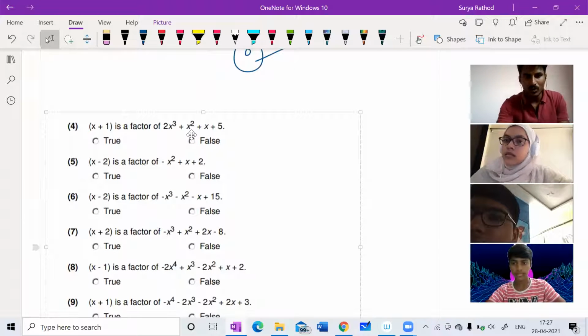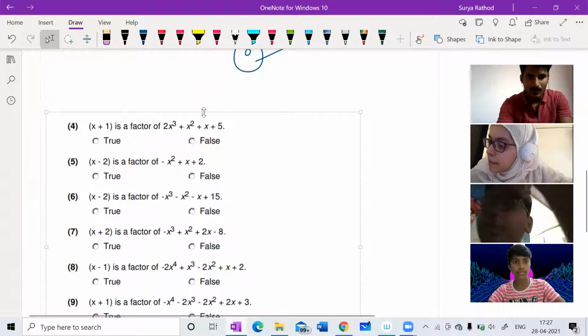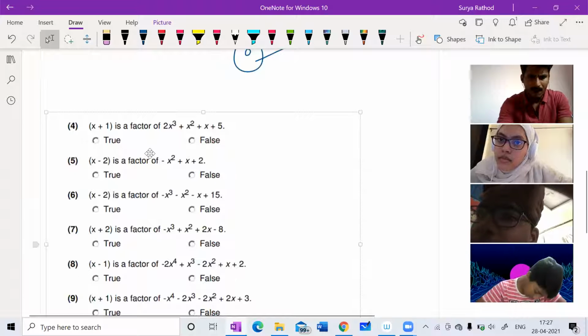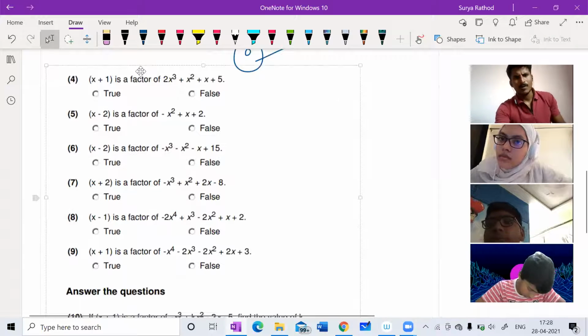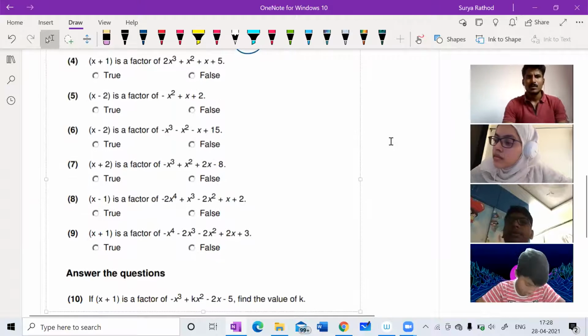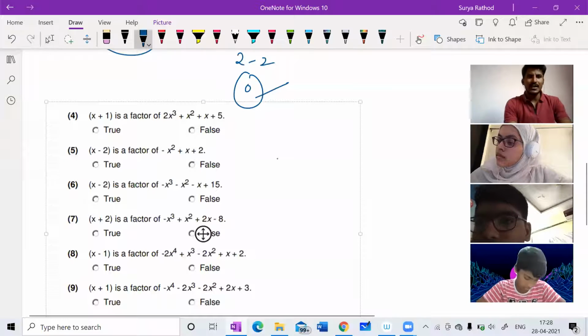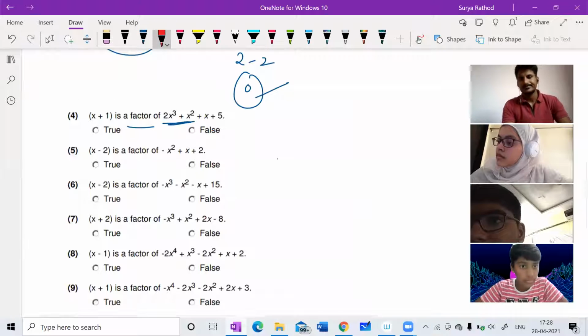Now I have got plenty of questions here. One second. Look at the fourth question here. Look at the fourth question, everyone. Check whether x plus 1 is a factor for this polynomial or not.